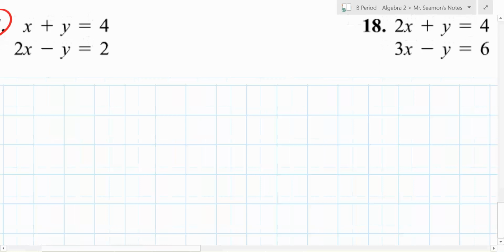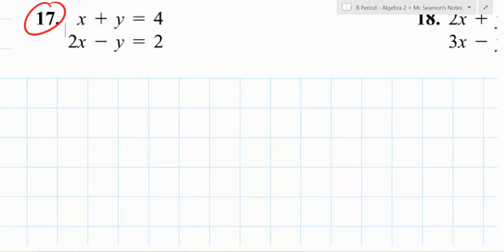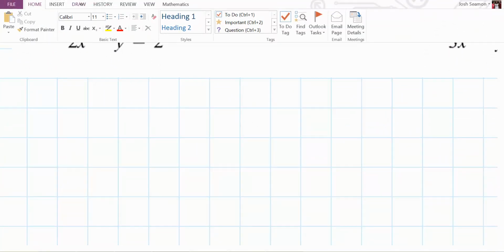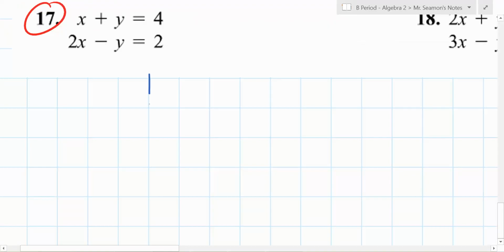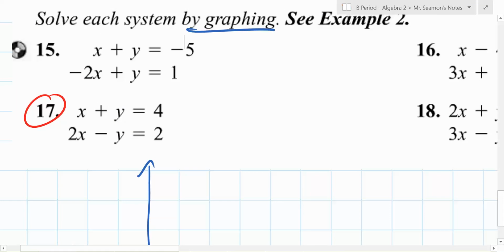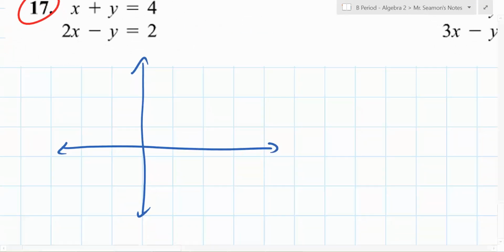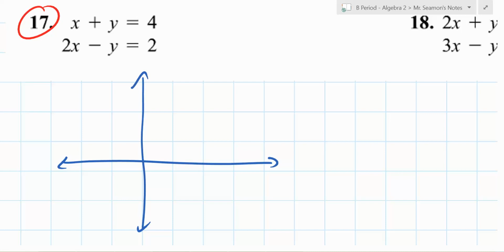On this one, if you're going to solve it by graphing, you need to graph each of those lines. So let's graph both of them. What form are each of those lines in? Standard form. It says solve each by graphing. You must graph them. If you don't use the method, you don't get the points for the question. Keep that in mind. An answer is better than nothing, but to get anywhere close to full credit, you need to use the method.